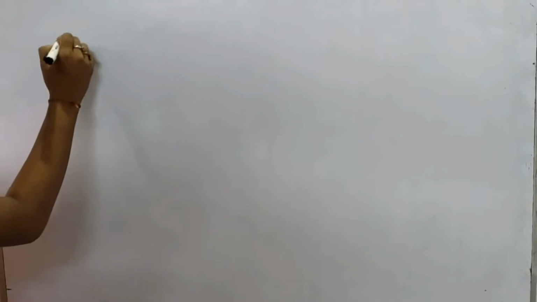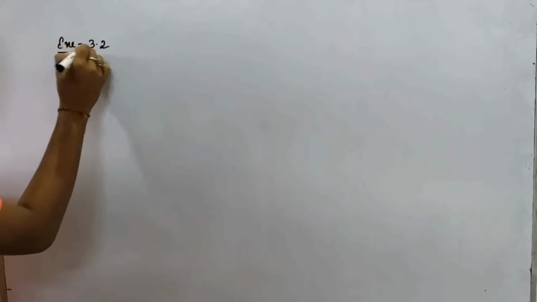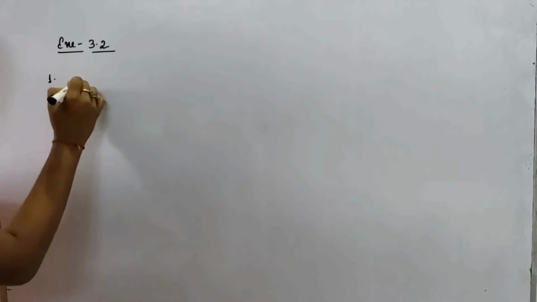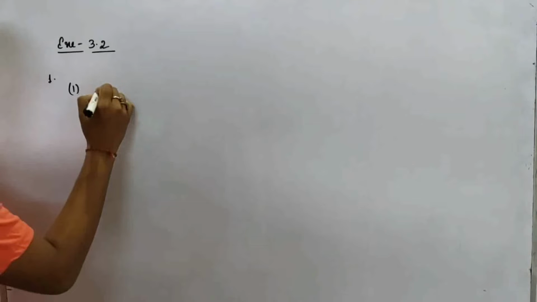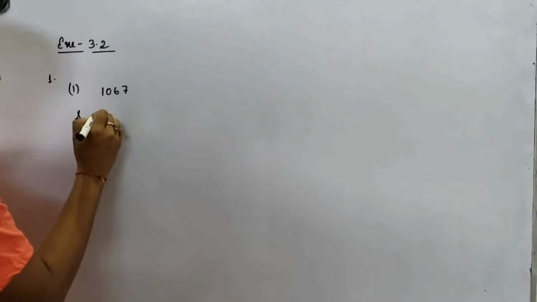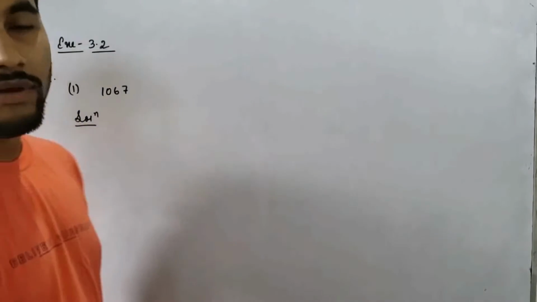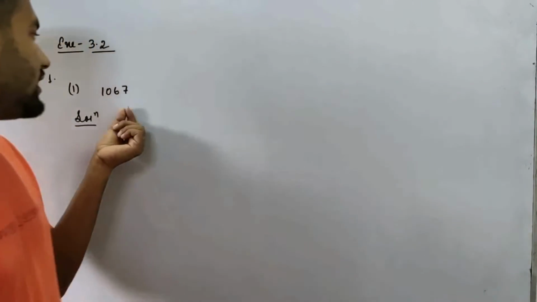So see, what is the first one? Number 1, exercise 3.2, 1067. Now it is directly we can say that it is not a perfect square. Why? What is the reason behind this?